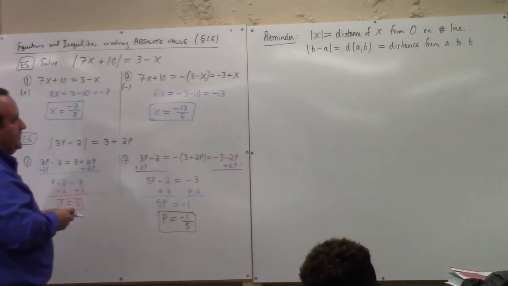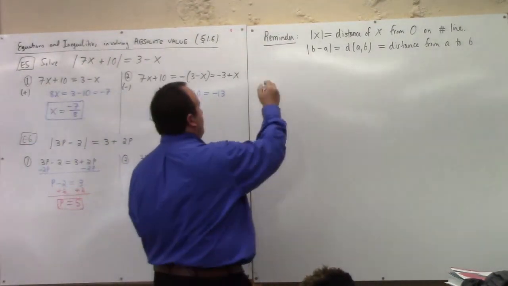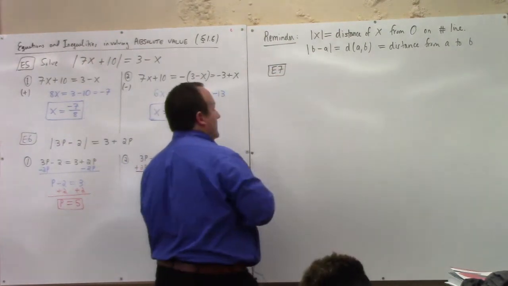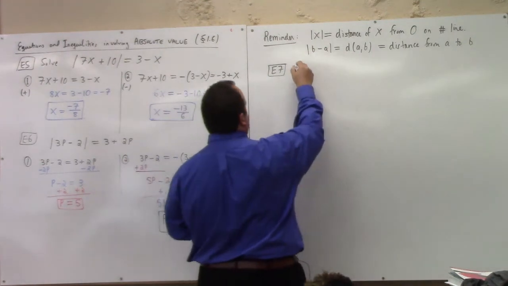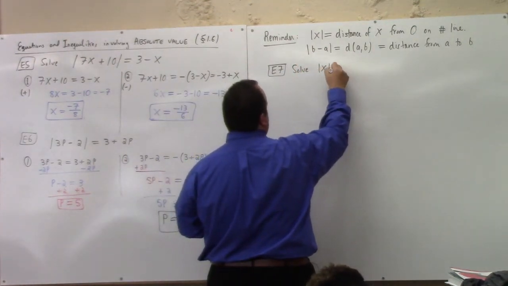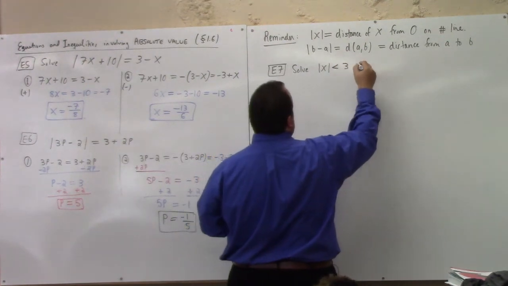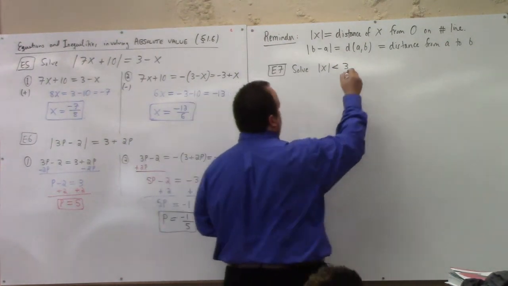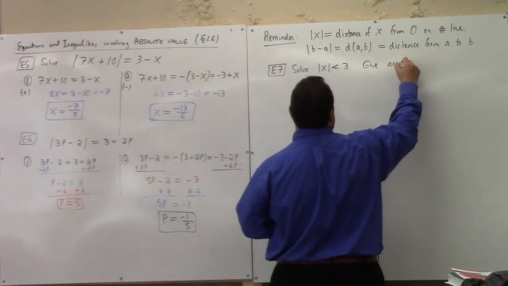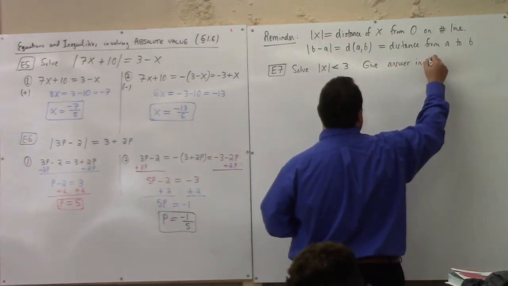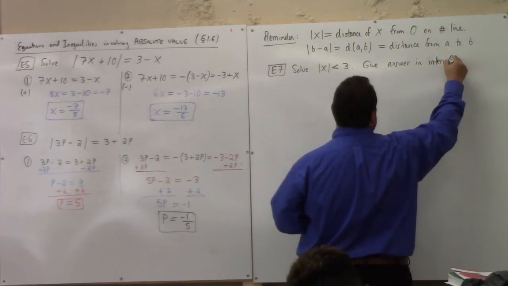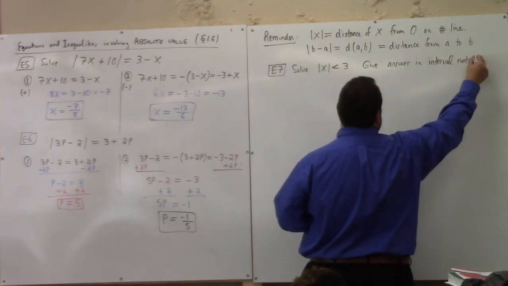So, example 7 for today. I want us to solve the absolute value of x less than 3. Give the answer in interval notation. Remember that interval notation we started with in the other class? So that again.